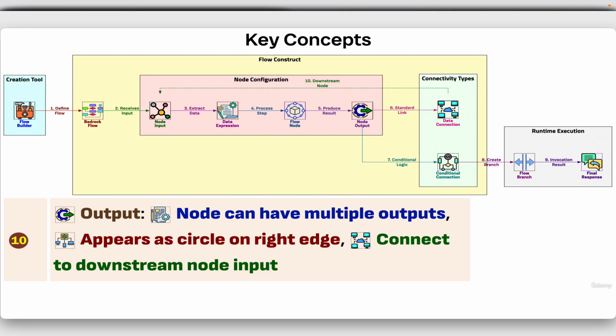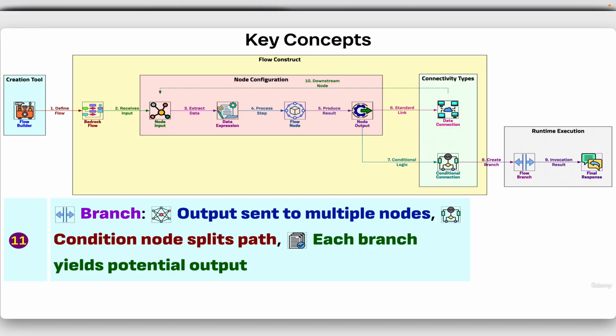A node can also have multiple outputs appearing as circles on the right edge. Each output must be connected to at least one input in a downstream node. A branch occurs when a flow path splits, where an output is sent to multiple nodes or a condition node is used. Each branch creates a path that can potentially yield a distinct output in the flow invocation response.